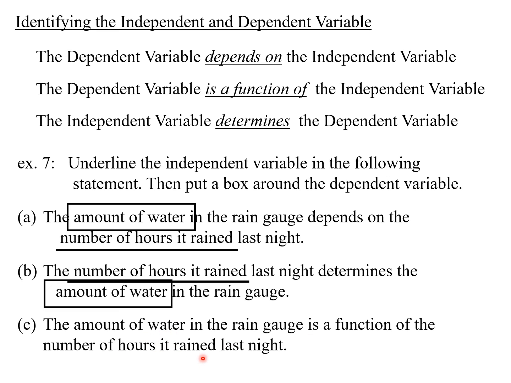Once again, the amount of water is the dependent because that's the one that comes after. So if they word it like this, we can see that once again, the number of hours it rained is the independent variable, and the amount of water is the dependent variable. So you interpret the English to identify the independent and the dependent variable.